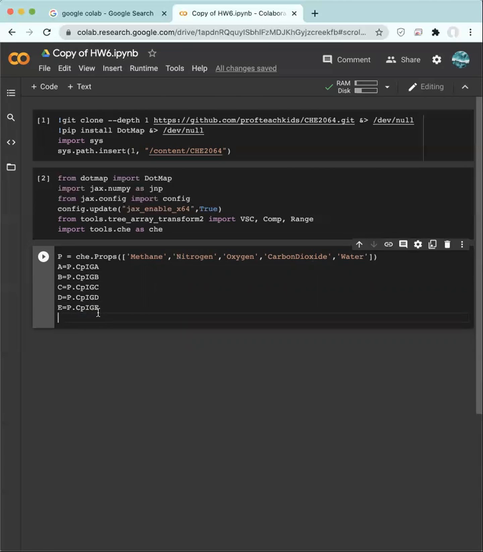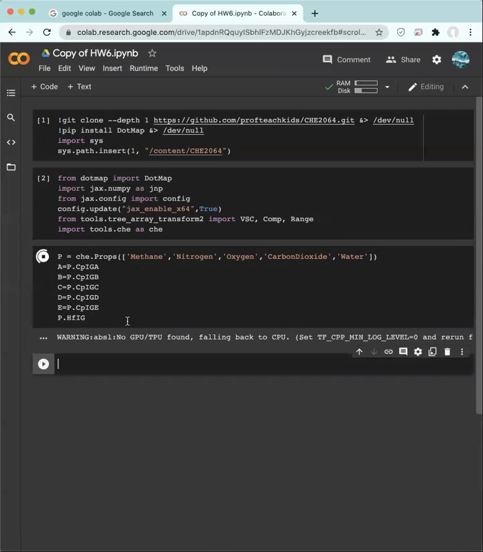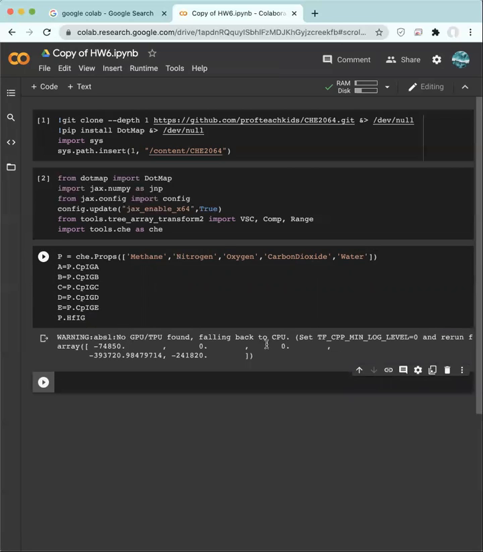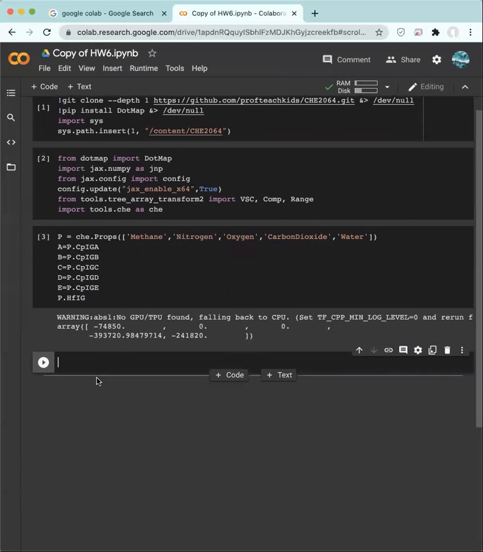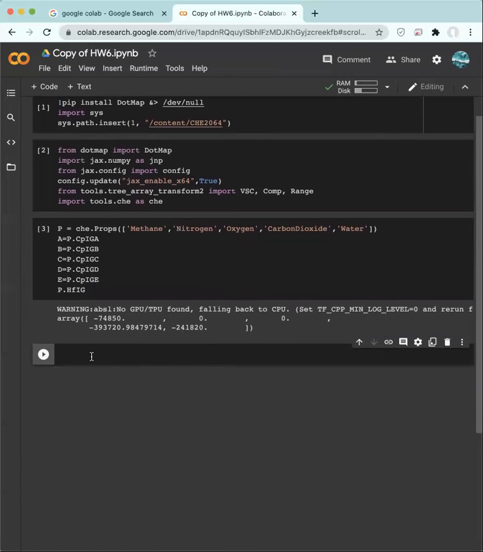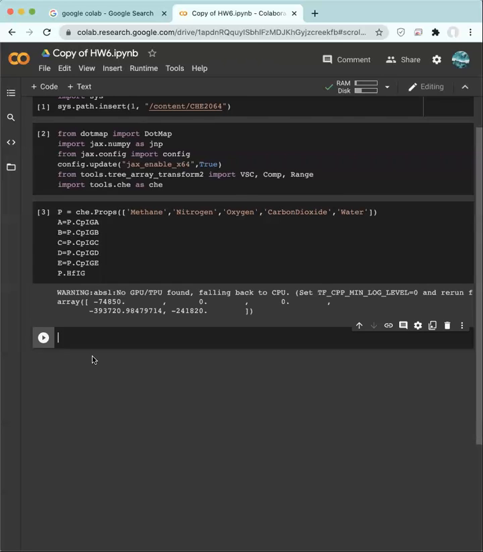And then if we want to see the heat of formation for each of these, we can do that, and it'll show up as an array right here. That's the heat of formation for each of these substances. And so now we are going to want to solve for the heat capacity of each of these. So we're going to make a model. Let's call it heat capacity. And this is dependent on temperature.